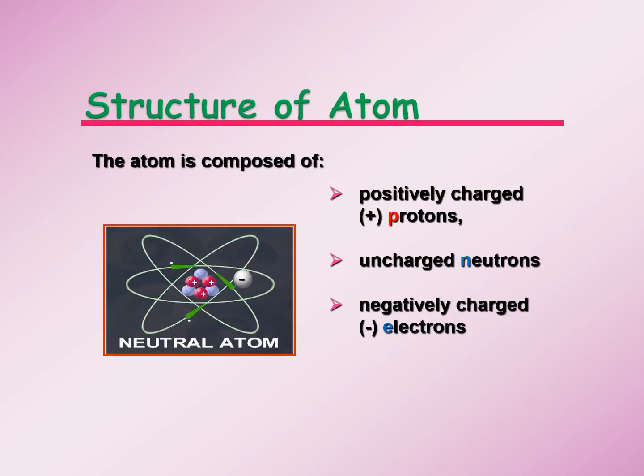Now, this is the structure of the atom. An atom is composed of positively charged protons, uncharged neutrons, and negatively charged electrons. So an atom is the basic structure from which all matter is made up, in the same manner as a brick is the basic structure from which a home is made. Although atoms are too small to be seen with our eyes, yet scientists had indirect evidence for their existence.